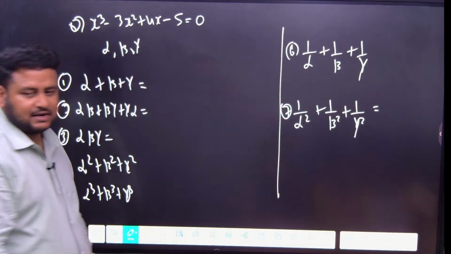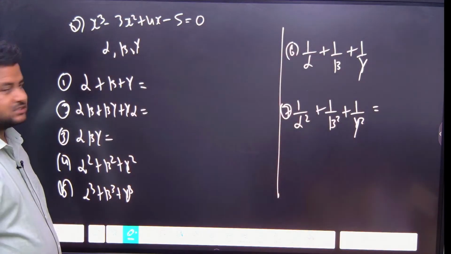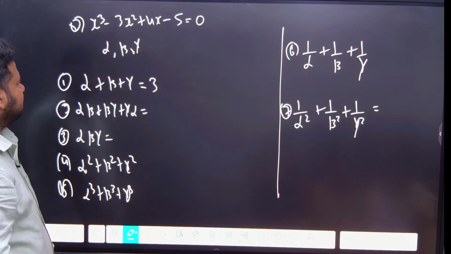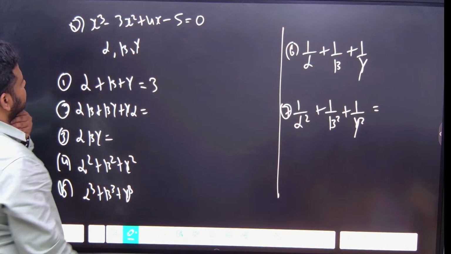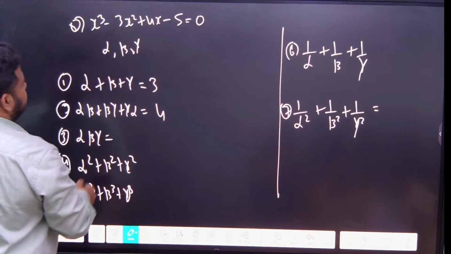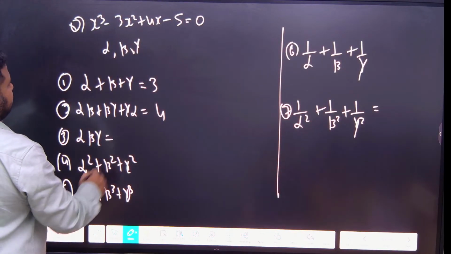Alpha plus beta plus gamma is minus b by a. Minus b means this will become 3. Alpha beta plus beta gamma plus gamma alpha is c by a, so that will be 4. And alpha beta gamma is minus d by a, that will be 5.